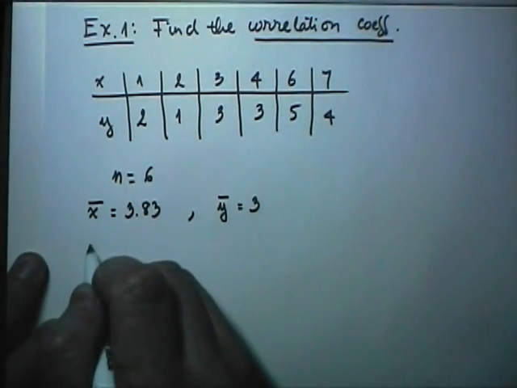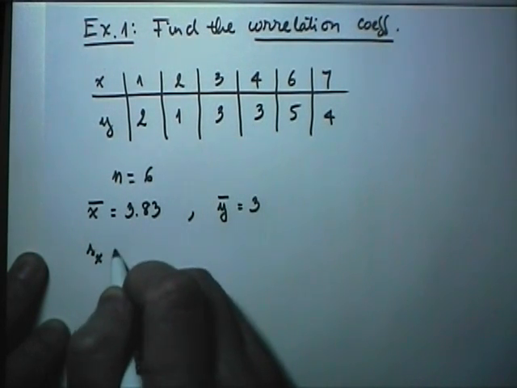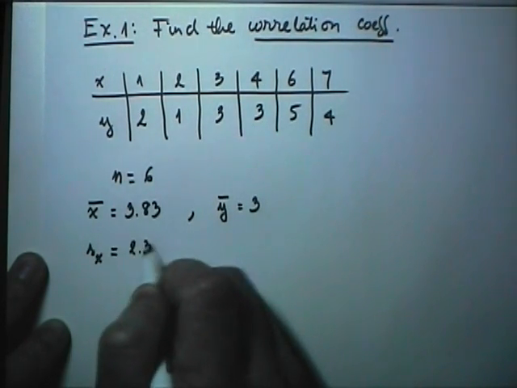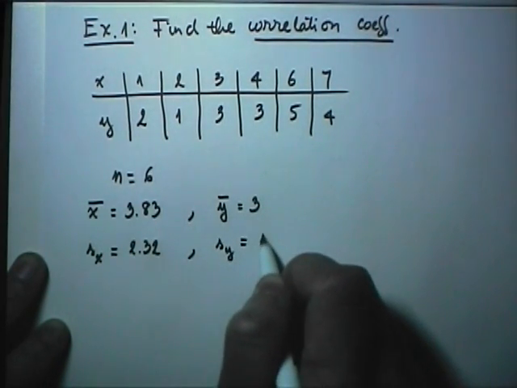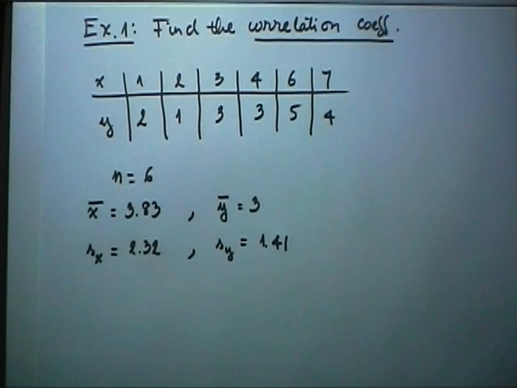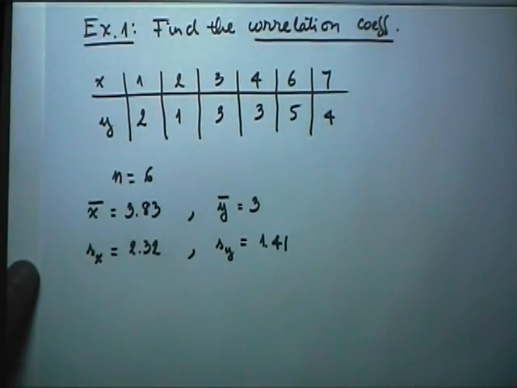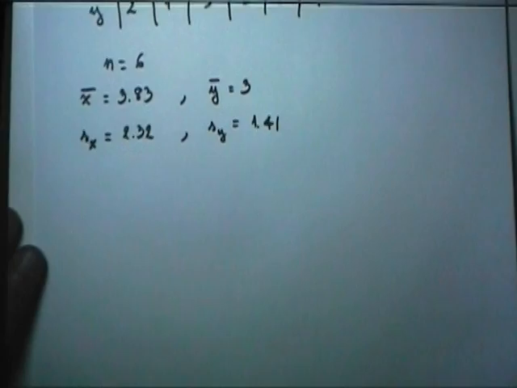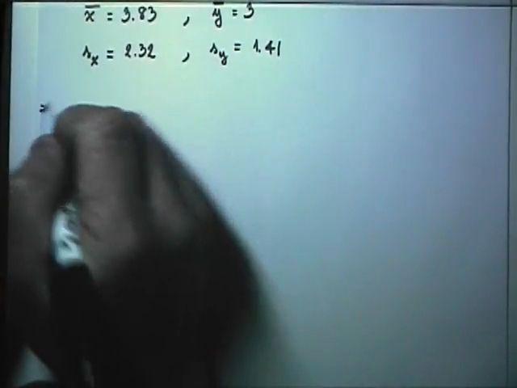Then the standard deviation for all the x values is 2.32, and the standard deviation for all the y values is 1.41. Those are my calculations. Once again, you can always pause the video and verify my work. And there's n, which is 6. Now, the way we start getting into finding our correlation coefficient is that n is 6.